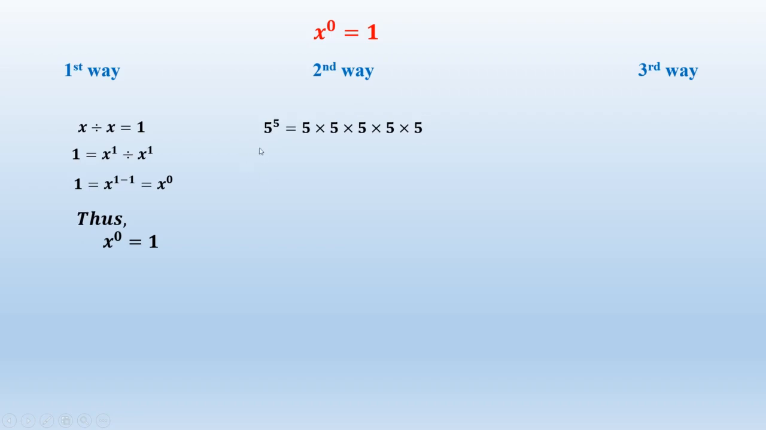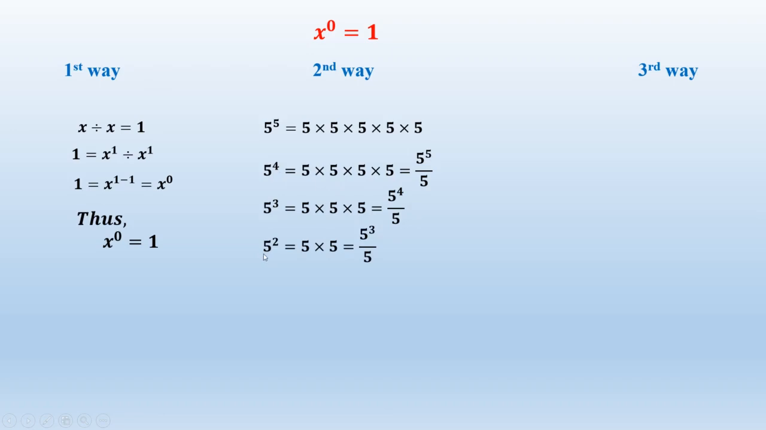Here we'll take an example of 5 to the power 5. This will be equal to 5 times 5 times 5 times 5 times 5. So now let's take 5 to the power 4. That will be equal to 5 times 5 times 5 times 5. And this 5 to the power 4 can also be obtained by dividing 5 to the power 5 by 5. Now let's take 5 cubed. It will be equal to 5 times 5 times 5. And this 5 cubed can also be obtained by dividing 5 to the power 4 by 5.